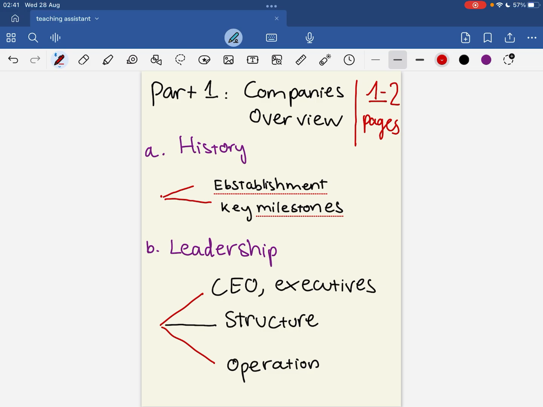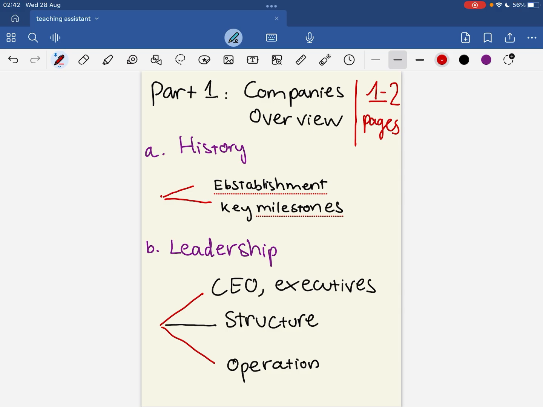This section is where you lay the foundation for your analysis by providing a comprehensive background on the two companies you have selected. First, we will look into the history of each company. Where were they founded, and under what circumstances? What were some of the key milestones that marked their journey? For example, major product launches, mergers, or expansions. This historical perspective is really important because it helps you and your audience understand how the companies have evolved and adapted over time.